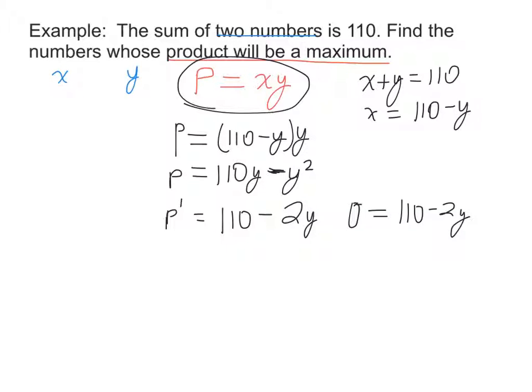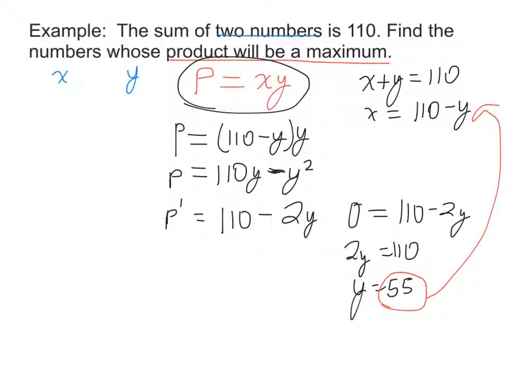So if I solve this now, 2y equals 110. So y would be 55. Okay, so there's one of my numbers. Now I need to find the other number. Well, if y is 55, if I plug it back in right here, I know x is going to be 110 minus 55, so x will also be 55. Now this is where we've got to make sure. Okay, so I found my x is 55, my y is 55.